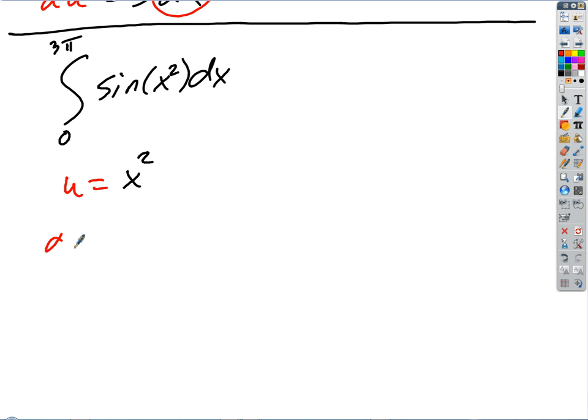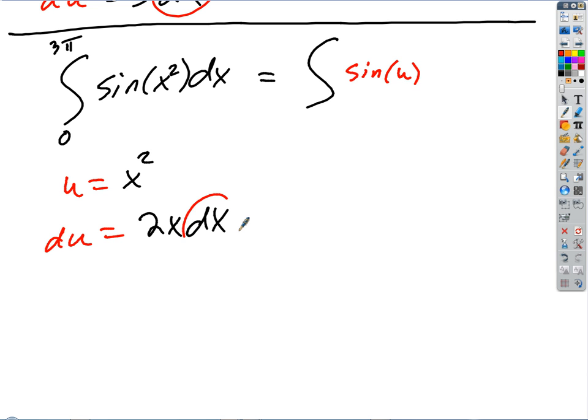So du would be 2x dx. And so if we tried to make this substitution, we're going to get a sine of u. But then here's where we have troubles. This is one, isn't it? Yeah, it is. If I try to complete this substitution, I'm going to get du over 2x. And I got an x on the bottom, and that's kind of the problem here.